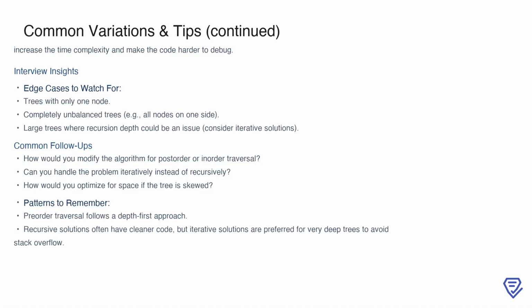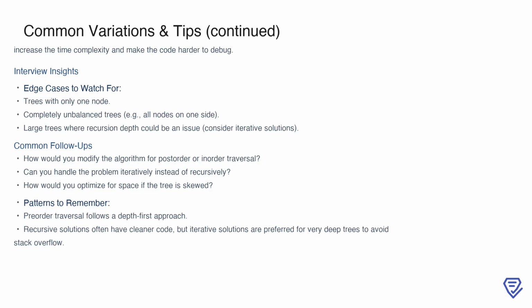Now, let's focus on some useful insights for interviews. It's essential to account for edge cases, such as trees with only one node, completely unbalanced trees where all nodes are on one side, or large trees where recursion depth could cause stack overflow. In such cases, iterative solutions are often more practical. Common follow-up questions include how to modify the algorithm for postorder or inorder traversal, or how to approach the problem iteratively instead of recursively. You might also be asked how to optimize space usage for skewed trees.